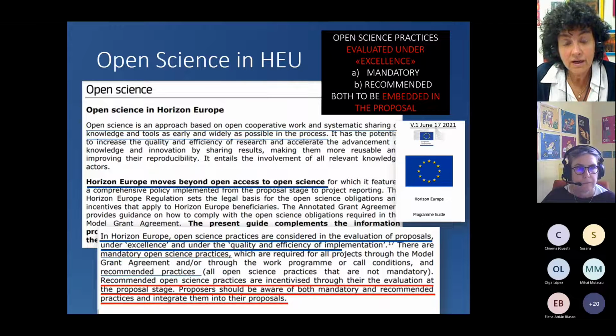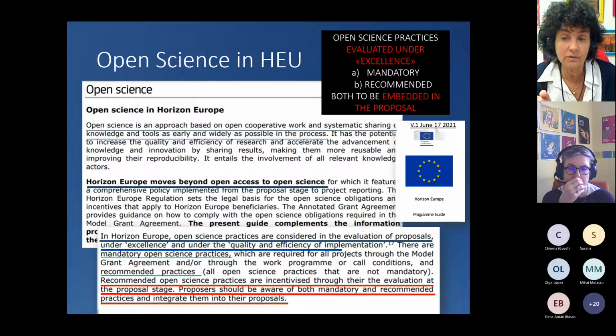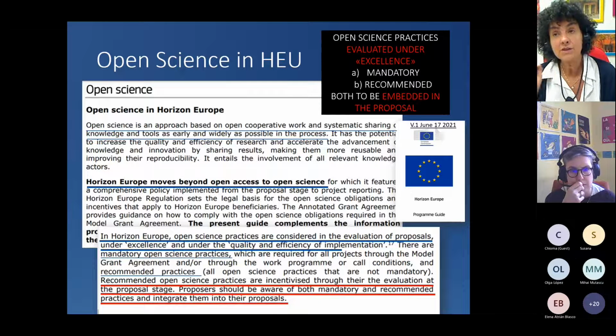So what is open science and why we have open science in Horizon Europe? This is the program guide. Open science is an approach based on open cooperative work and systematic sharing. This is very important, systematic sharing. So it's another way of doing research.